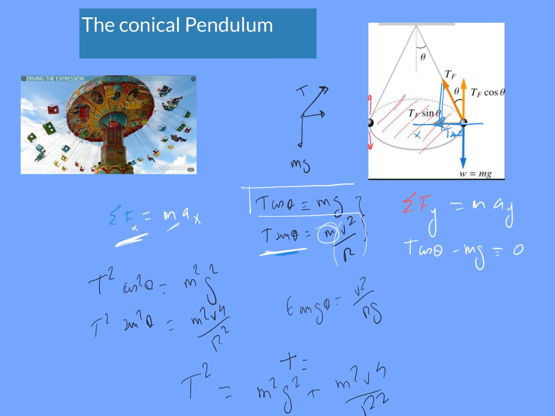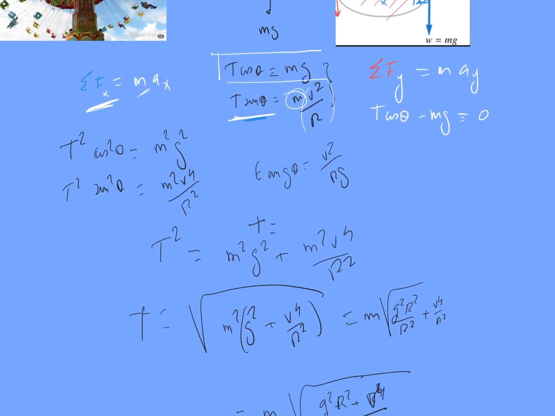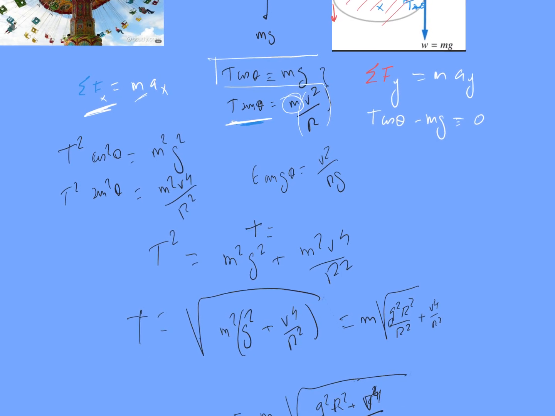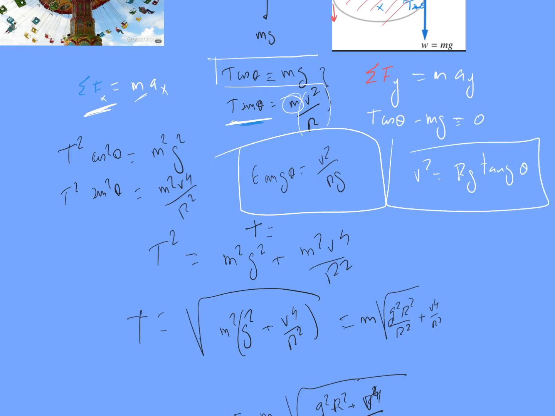So if I play with this equation, you will find that v squared is the same equation as before, v squared equals r g tangent of theta. So play and find this. Okay, we leave it here. I wish you can see this slowly, analyze, think about it. I think you will catch it.